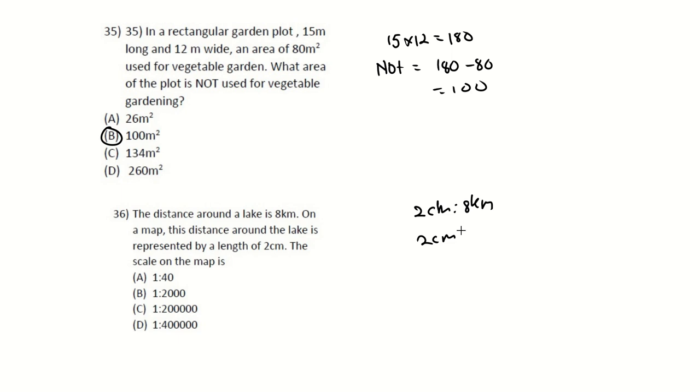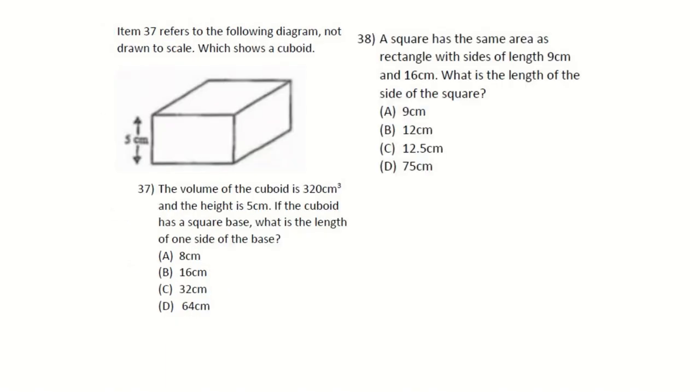Our next repeated question: the distance is 2 centimeters to 8 kilometers, which is 2 centimeters to 8 by 100,000. 1, 2, 3, 4, 5 zeros, which is 2 to 800,000. Divide this by 2, so you'll get 1 to 400,000, which is D.